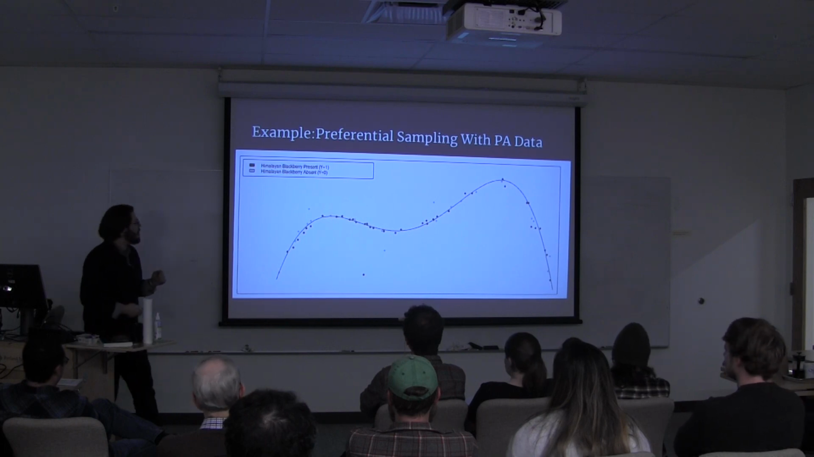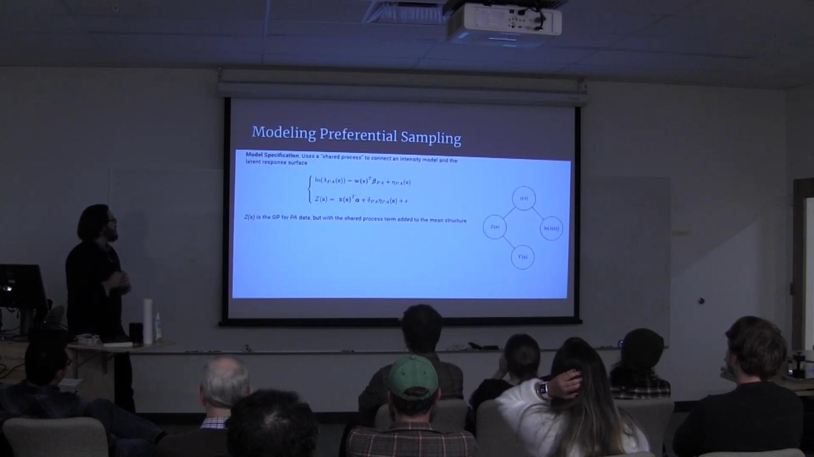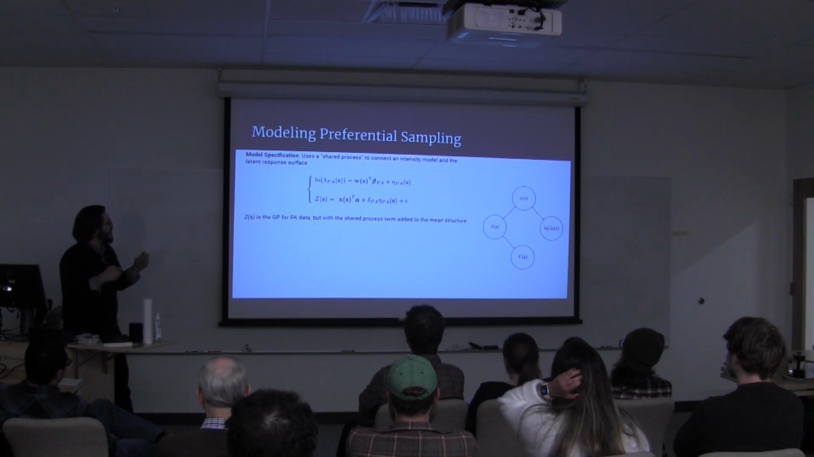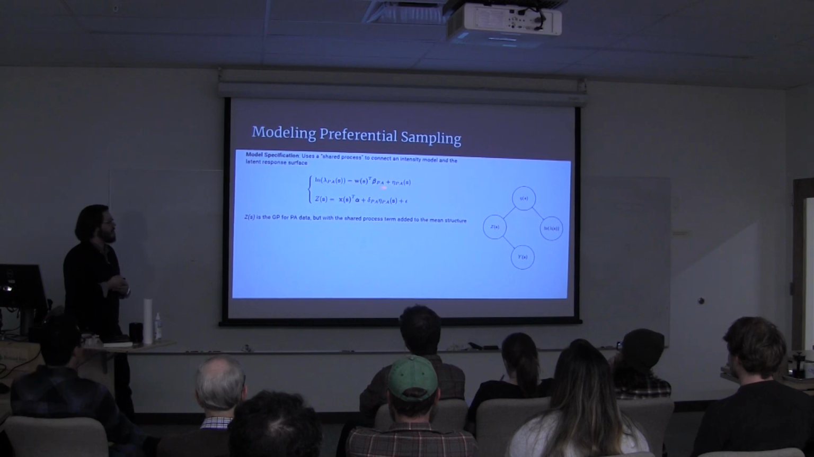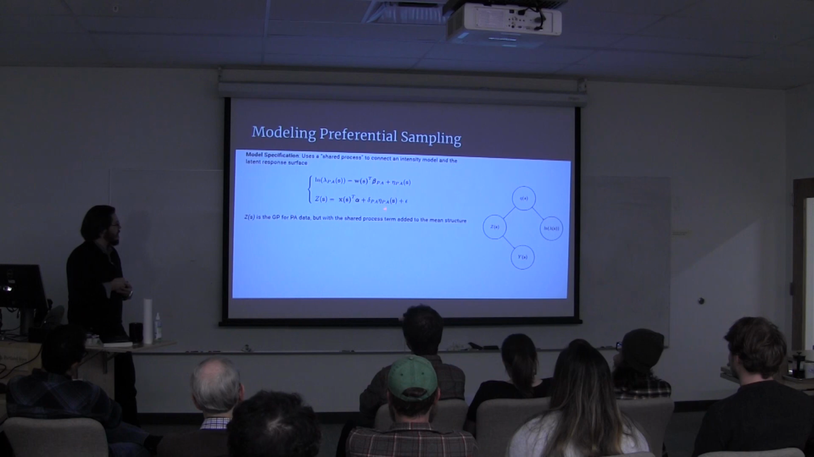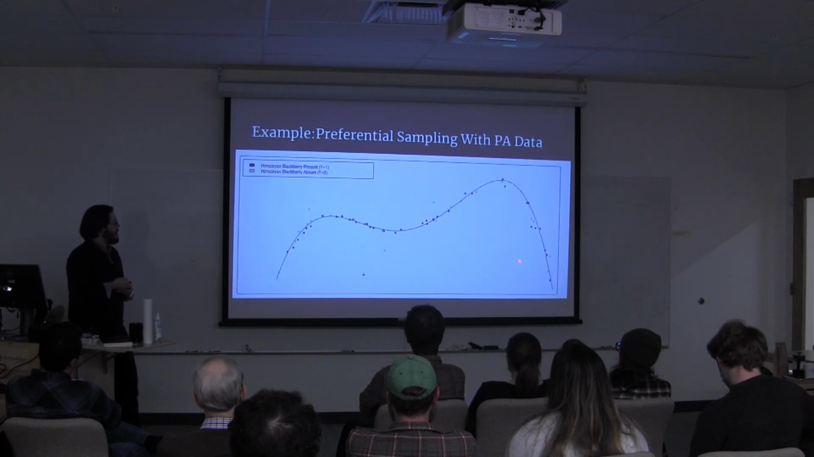So that's what we're going to try to account for. And the way we account for that is we build in what's called a shared process. So this Z right here is the Kriging surface that we're used to, but it has this extra term added into the mean structure. Where does that come from? It comes from this, which is a point process model for the points that we sampled.